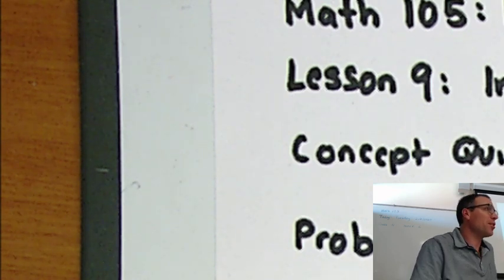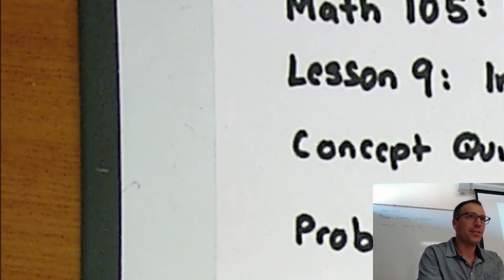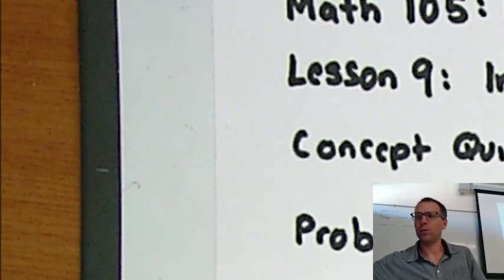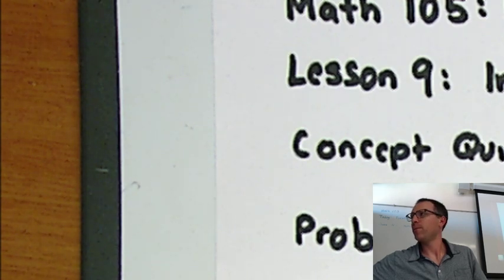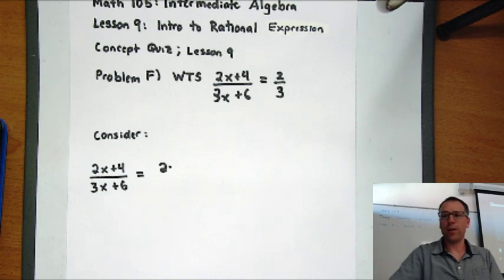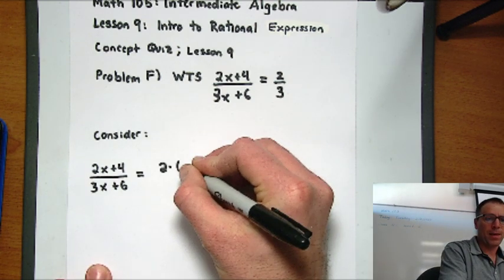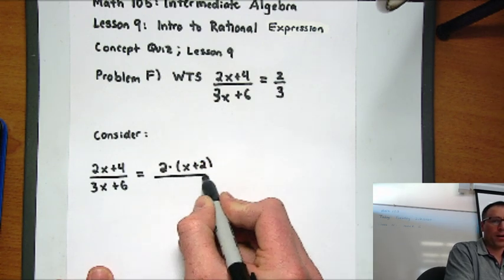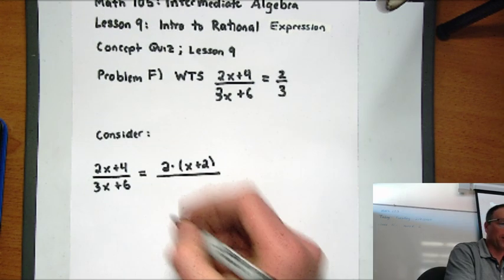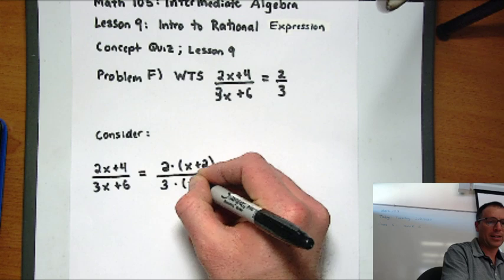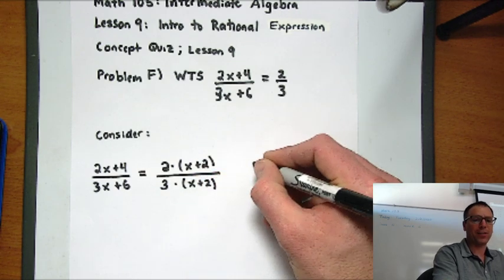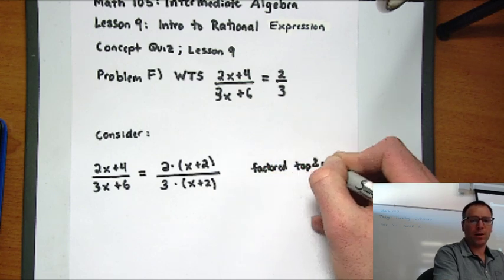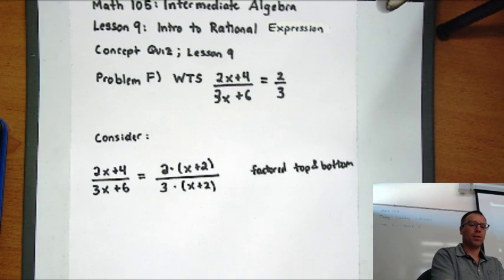On the top, is there anything that comes out of both terms? 2. What happens if I pull out a 2? 2 times x plus 2. Yeah, so in this case I would have x plus 2. And then what about the bottom? Well, 3. Okay, so now I've got a 3 times x plus 2. And that was by factoring, right? So we factored the top and the bottom.